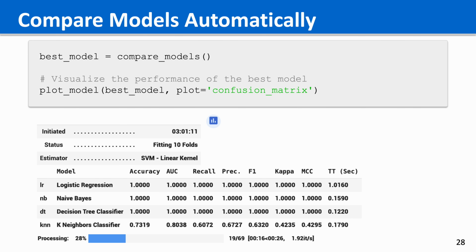In just two lines of code, you can compare models and visualize performance. compare_models trains multiple algorithms, ranks them based on performance metrics, and returns the top model. You can even use plot_model to instantly create insightful visualizations. Here, a confusion matrix for classification tasks. This automation helps you make data-driven choices without manually configuring or testing multiple models. It's efficient, intuitive, and perfect for both new and experienced developers.